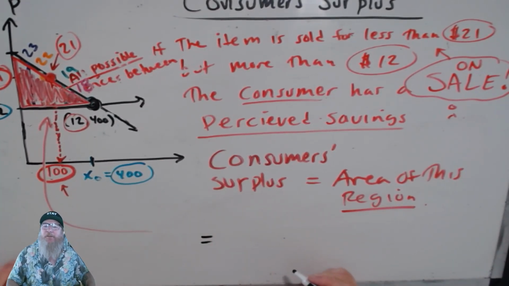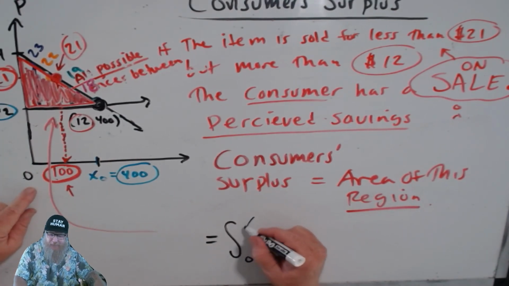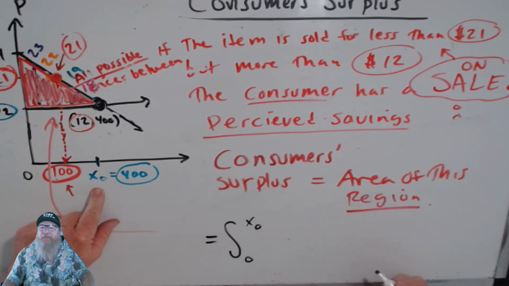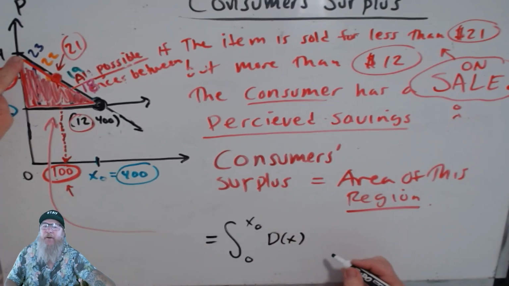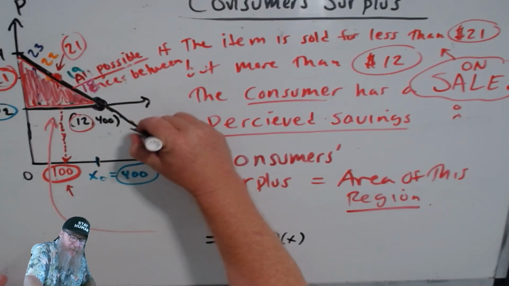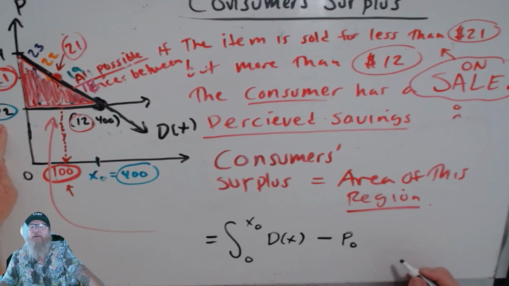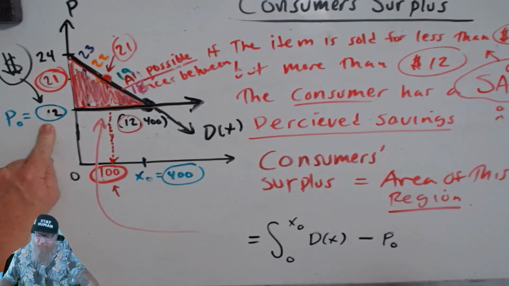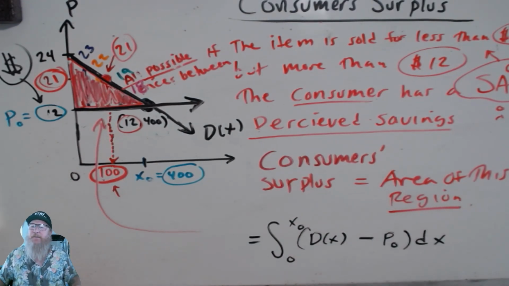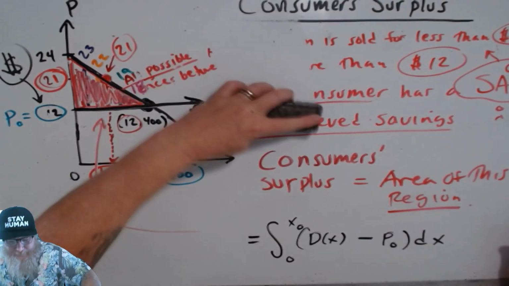So that would be equal to the integral from 0 to x0 of d of x, the demand function, that's your d of x, minus p0. P0 is this horizontal line here, with respect to x. So let's go ahead and do it.